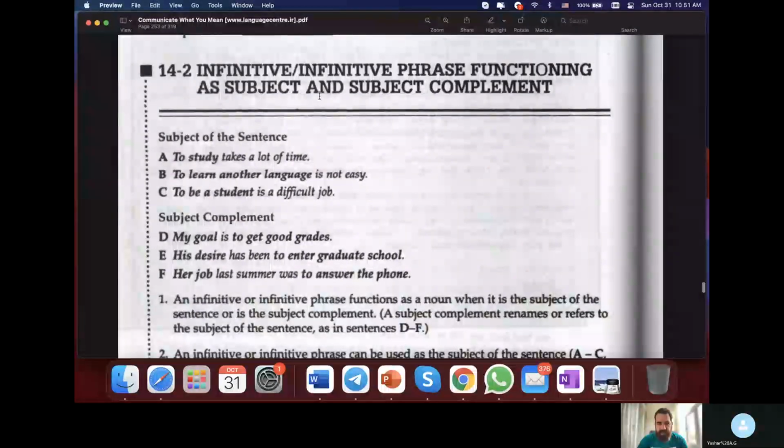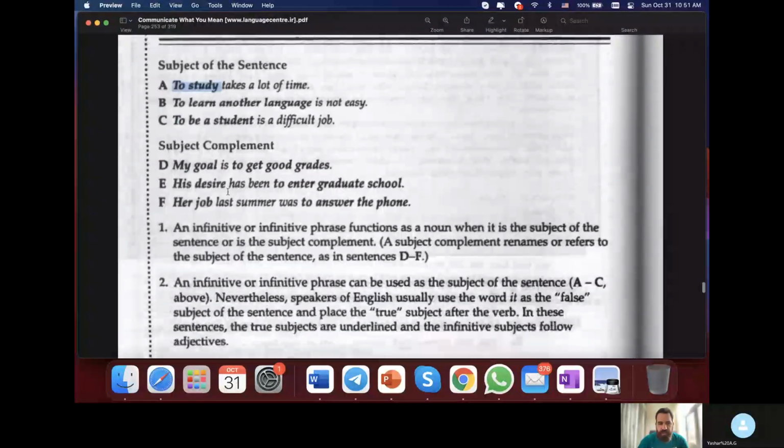Infinitives as subject and object. As I mentioned, you can use infinitives in the place of the subject. To study takes a lot of time. To learn another language is to be honest. My goal is to get a good degree.